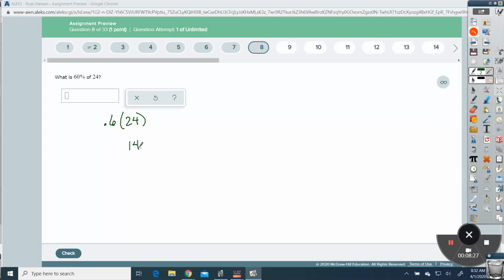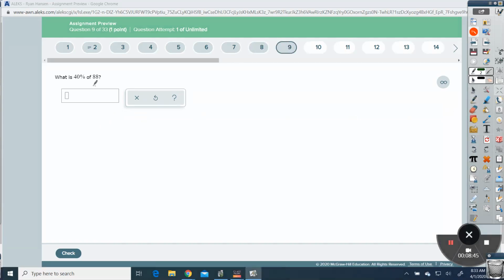So 14.4. Now, if it said round to the nearest tenth, this is what you would write because there's nothing to round to make it go up or down. It never goes down, but there's nothing to move it up. So you just leave it as 14.4, okay?